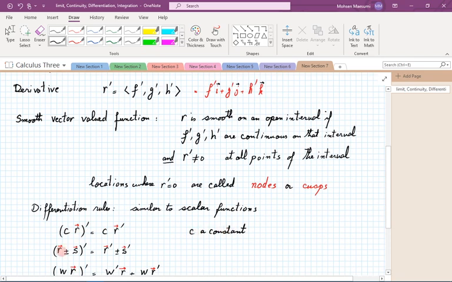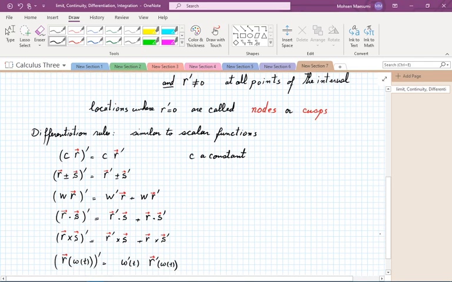If I have addition or subtraction of two vector valued functions and I want to differentiate it, I simply differentiate each of them and add or subtract. What about the product rule?